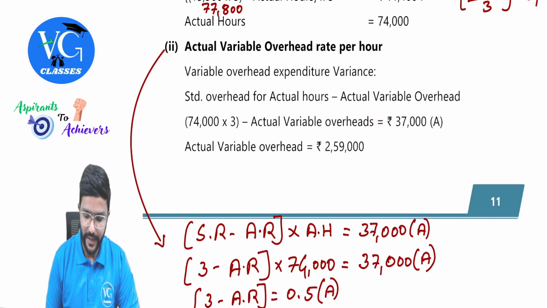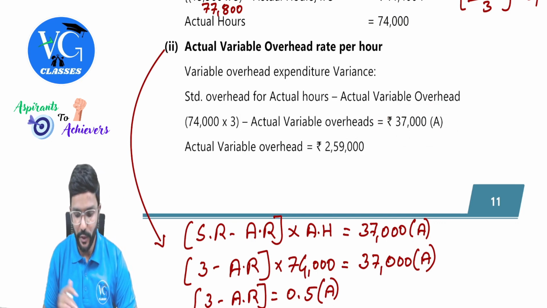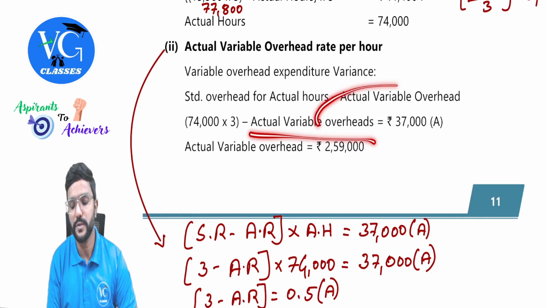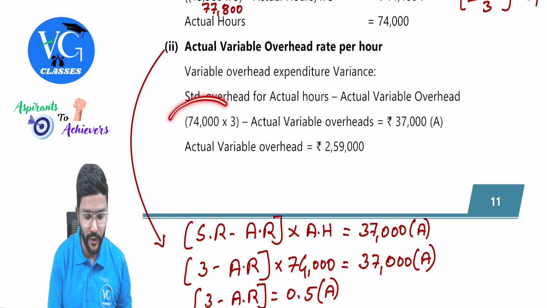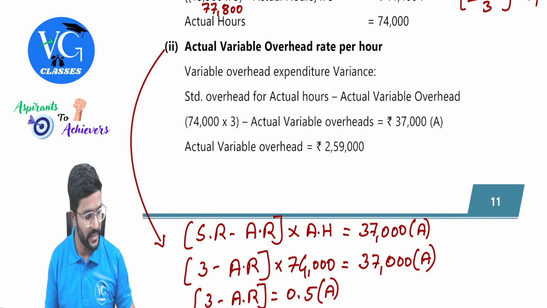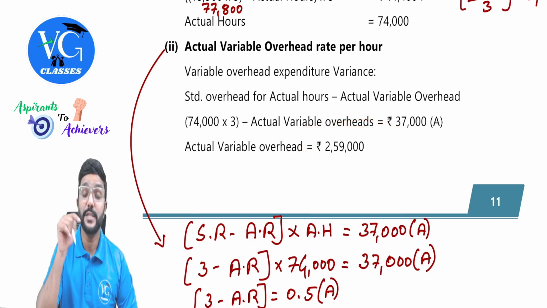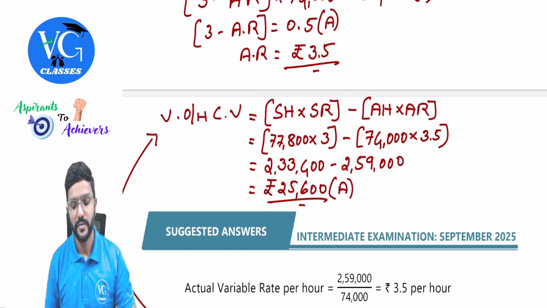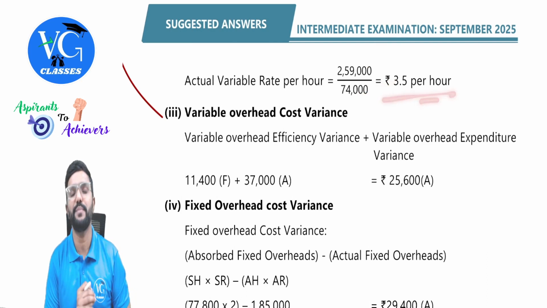So 74,000 into 3, you will get 2,22,000. If this goes to the other side, it becomes plus, and take this also to the other side, it also becomes plus. So actual variable overhead is equal to 2,59,000. How did we get 2,59,000? 74,000 into 3, we get 2,22,000, plus 37,000, you will get 2,59,000. That is actual variable overhead. But they have asked per hour. So 2,59,000 divided by actual hours. They have done it here: 2,59,000 divided by 74,000 hours. You will get 3.5 rupees per hour.